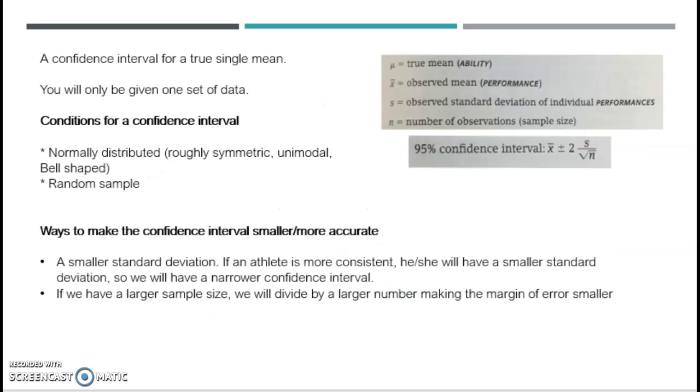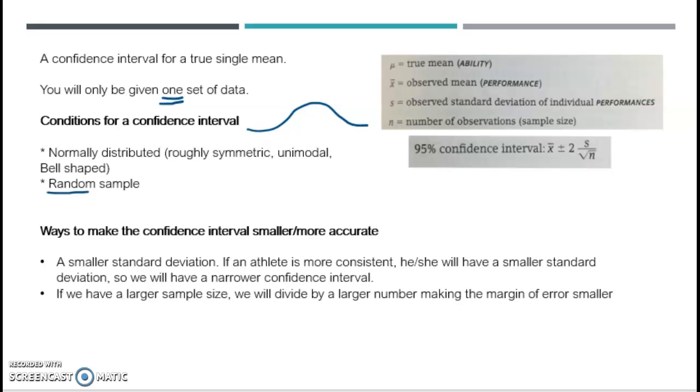Okay, so for a confidence interval for a true single mean, you're going to be given one data set. That's important because eventually we're going to look at giving two data sets. For this formula, you're only given one data set. There are a few conditions for a confidence interval that have to be satisfied. You should see data that's normally distributed, so it's roughly symmetric, unimodal, and bell-shaped. We don't want any skewedness, because remember last unit we don't want to use the mean when we're dealing with skewed data. And then we also want a random sample. The sample that we get should be randomized. It shouldn't be something that can contain bias.